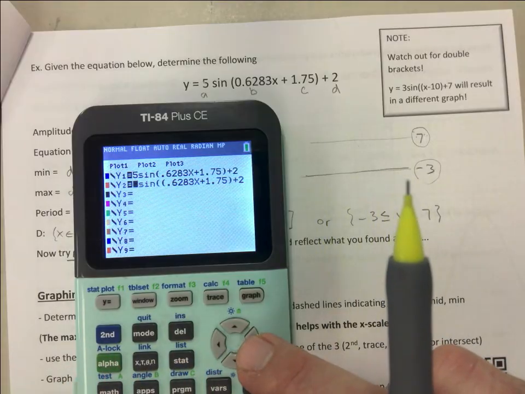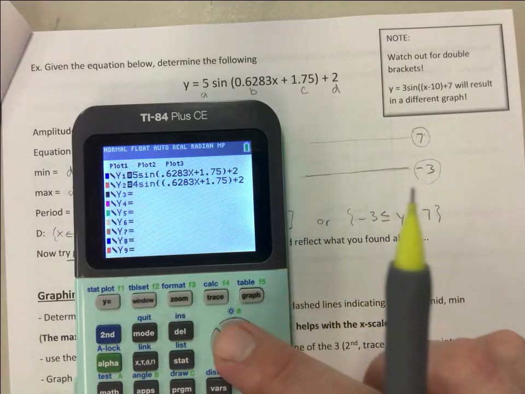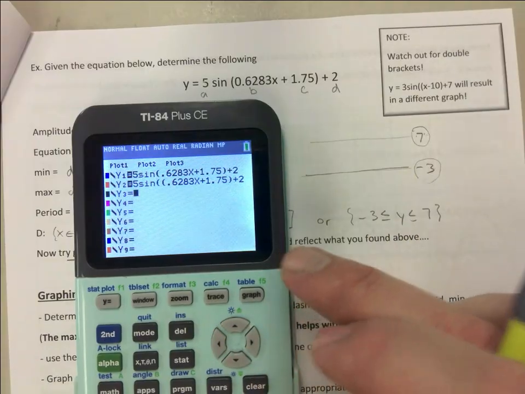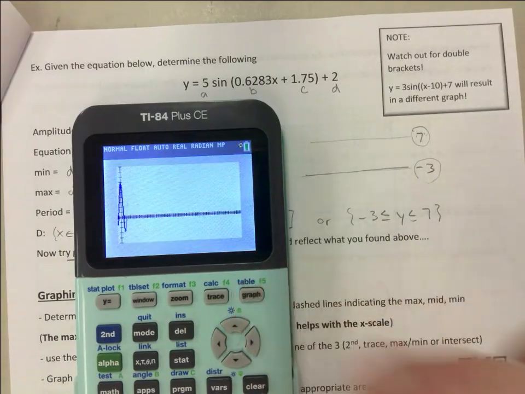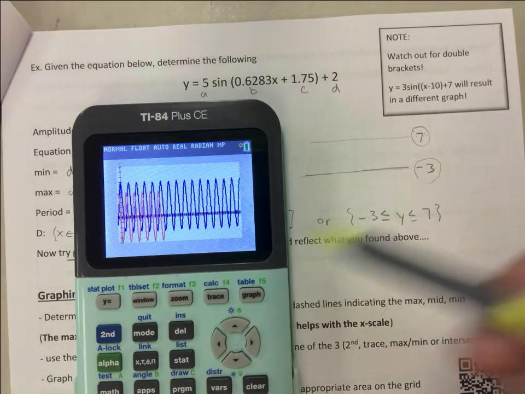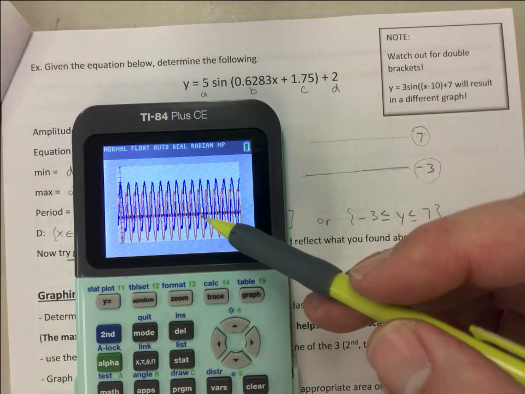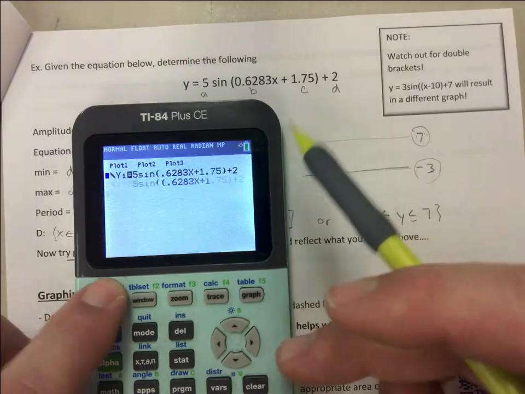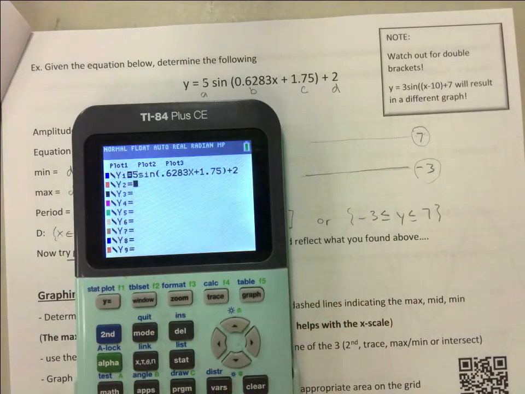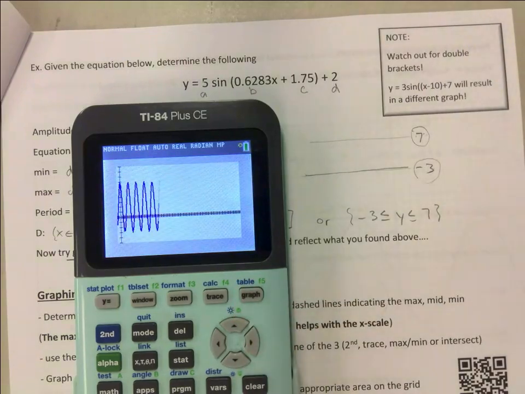Let me try again. I'll just change this to 4 and then back to 5. I think then I will regraph it. So this is the one we're supposed to have. That's the one you would get if you double bracket, okay? So please don't double bracket. That's your warning right there. So I'm just going to do this.